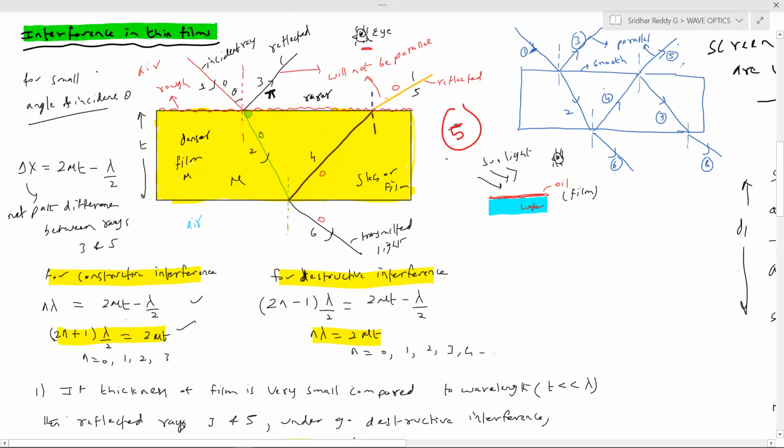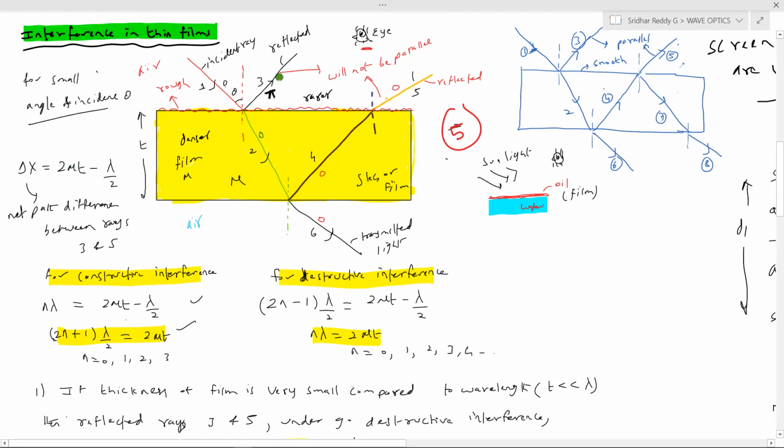What is the additional path? Ray 5 will cover, before undergoing superposition, t plus t, 2t, where in a slab or film of refractive index mu, the optical path length will become 2 mu t. Now why this lambda by 2? Ray 3 got reflected by a denser medium, so it has a phase change of pi radian. Ray 5 has 0 phase change due to reflection.